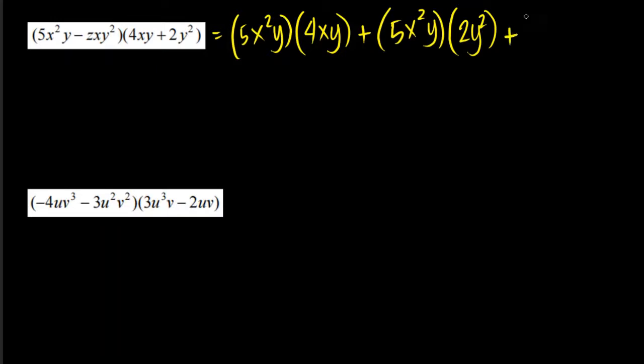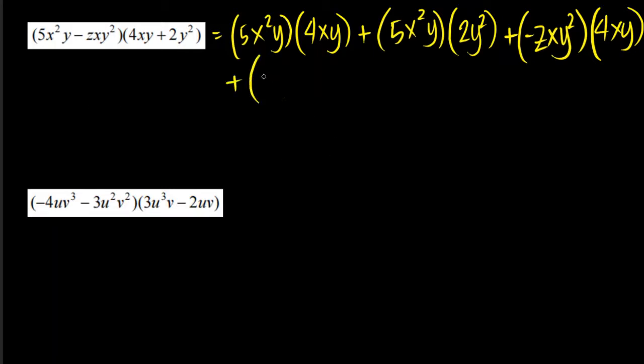The inner terms are negative z, xy squared, and 4xy. So, see, I already copied the negative sign for our zxy squared. And the last terms are negative zxy squared times 2y squared.